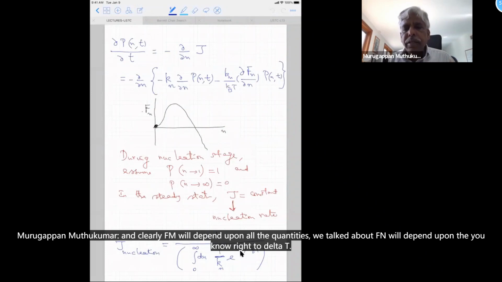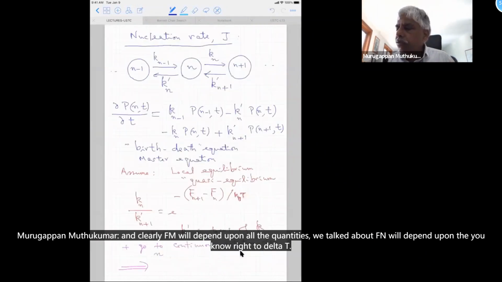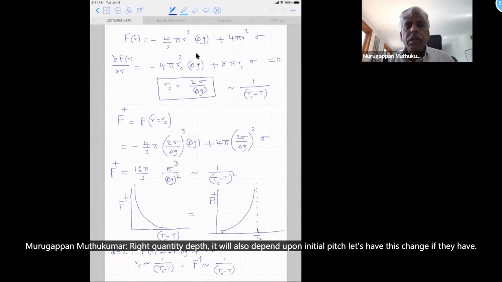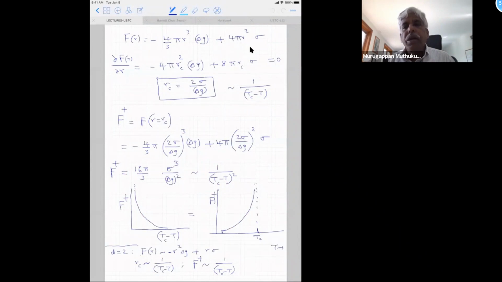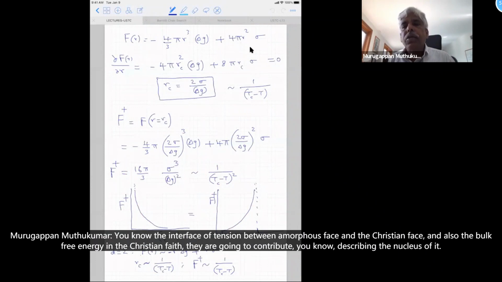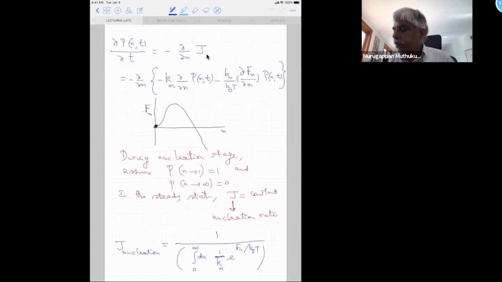And clearly, Fn will depend upon all the quantities we talked about. Fn will depend upon delta G, the quench depth. It will also depend upon interfacial tension, surface tension. If I have polymer crystals, which we will return to later when we talk about crystallization, the interfacial tension between the amorphous phase and the crystalline phase, and also the bulk free energy in the crystalline phase, are all going to contribute to describing the nucleation rate.